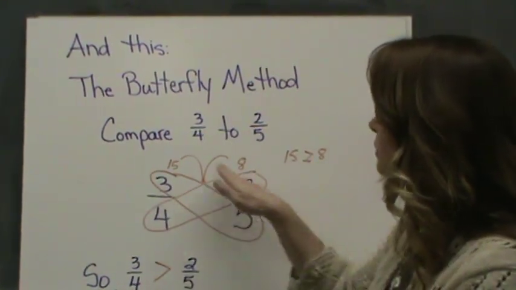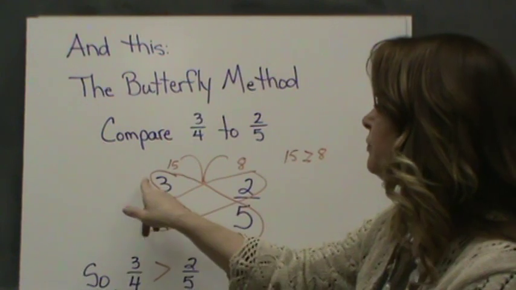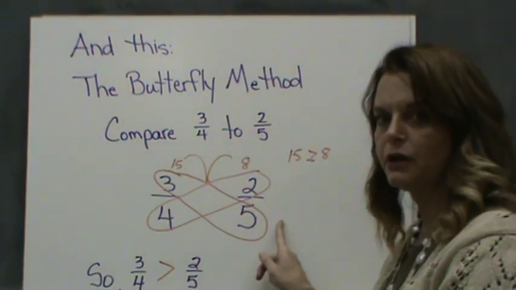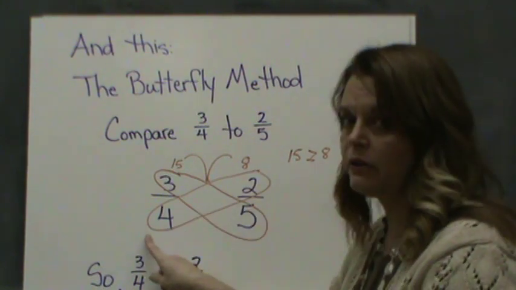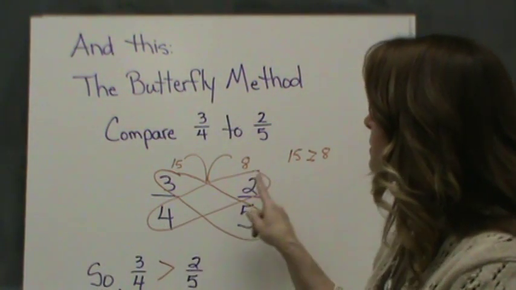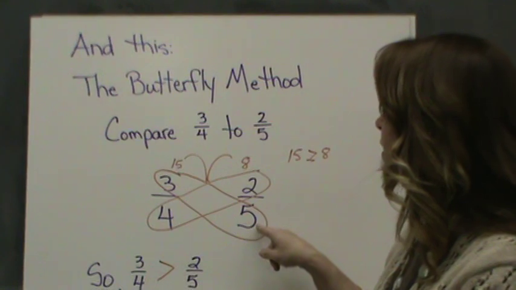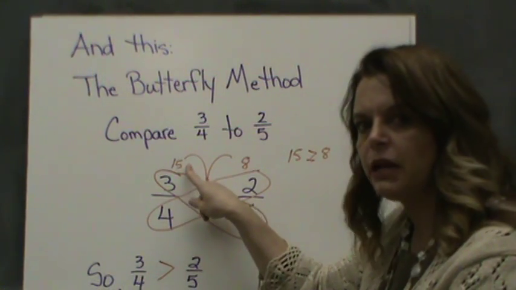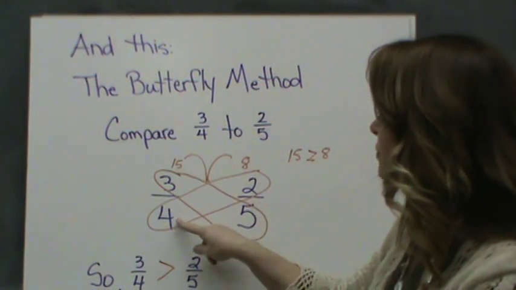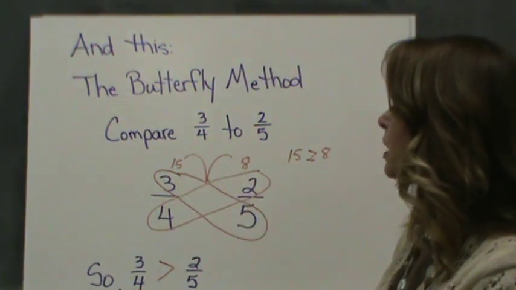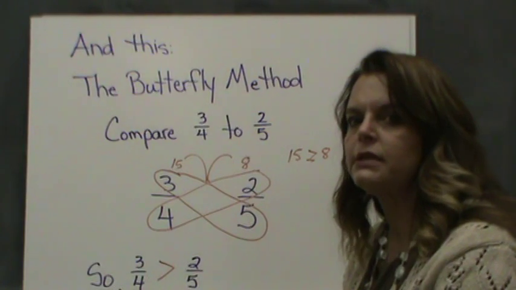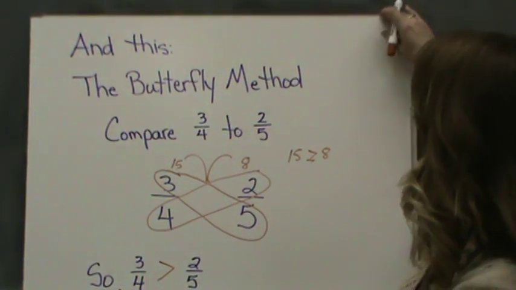So you make your loops. You connect one numerator to the other denominator, and then you connect that numerator to the other denominator, and then you multiply. So my factors 3 and 5 give me the product of 15, and the factors 2 and 4 give me the product of 8, and then I just compare the two products, and that tells me what I need to know about my fractions.